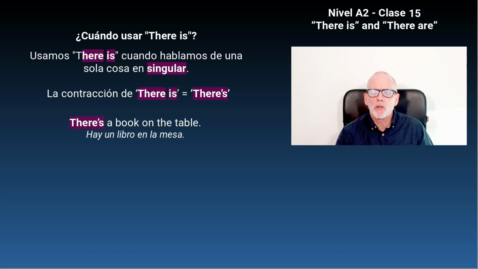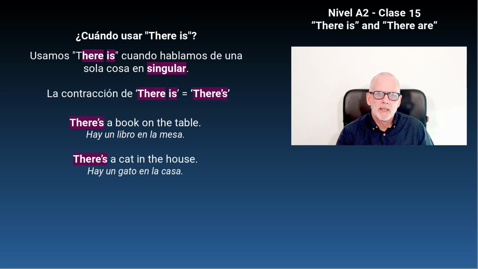There's a book on the table. There's a cat in the house. Dos ejemplos de there is con sustantivos singulares.